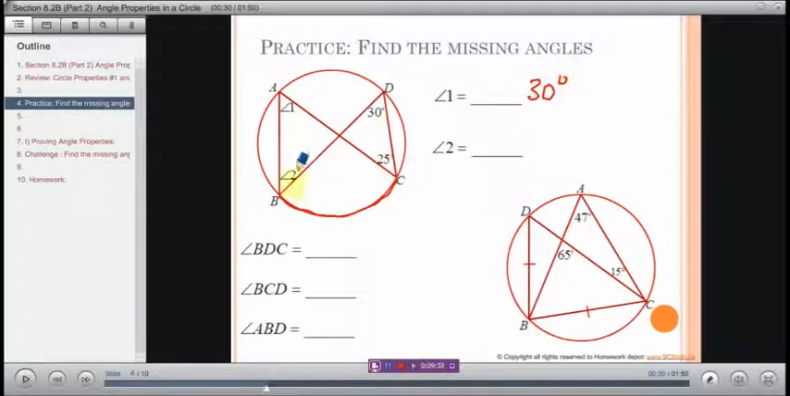This angle, 25, and angle 2 also, where do they come from? Well, they're actually subtended by this arc here, AD. So AD has angle 2 and angle 25. Well, again, angles that come from the same arc are equal. So 25 is going to be equal to angle 2. So that is 25 degrees.